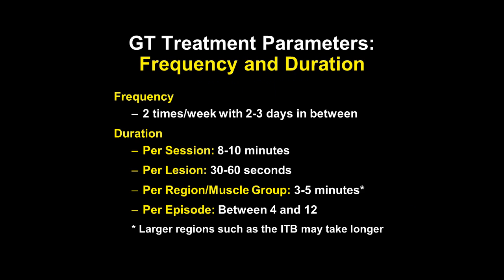The parameters for a typical GT treatment session: we suggest no more than 2 times a week. Because there could be a pro-inflammatory effect, we suggest a 2 to 3 day period of time in between sessions. One of the earlier slides talked about the efficiency of the Graston technique. We mandate 8 to 10 minutes per session, no more than 30 to 60 seconds on a small local lesion, average 3 to 5 minutes per joint or muscle group. And our outcome studies have generally shown a positive treatment effect after between 4 and 12 sessions. And that's just looking at all the different diagnoses that the Graston technique might be effective for.